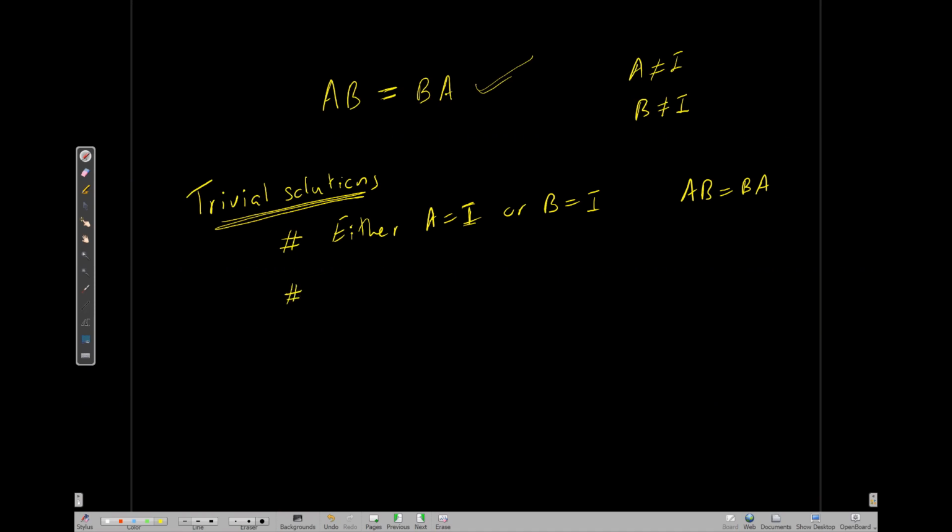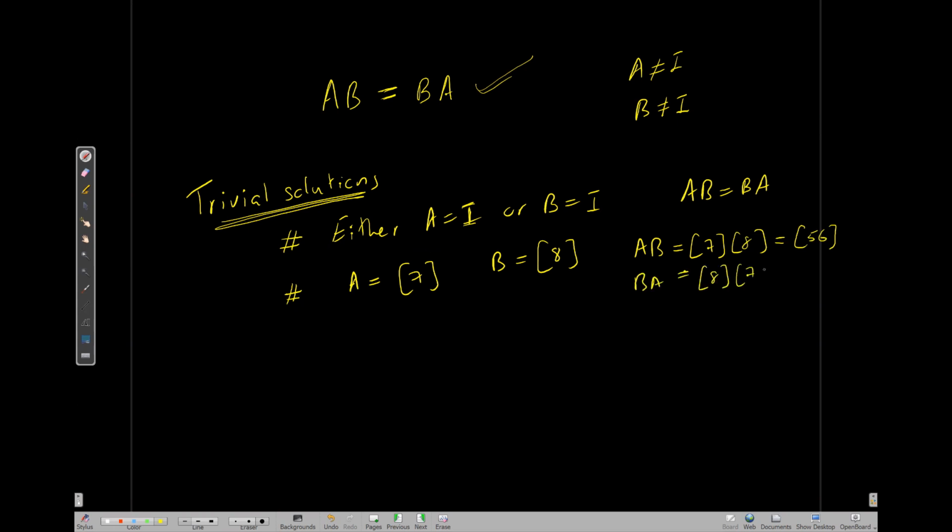There is another way, another two ways actually. What if I make A, for example, a 1 by 1 matrix, 7? What if I make B, 8? A times B: 7 times 8. So 1 by 1, the result is 1 by 1, that is 56, right? And B times A, 8 times 7, 1 by 1 matrices, you can multiply, the result is 56. Still a 1 by 1 matrix. So see, that's a trivial solution.